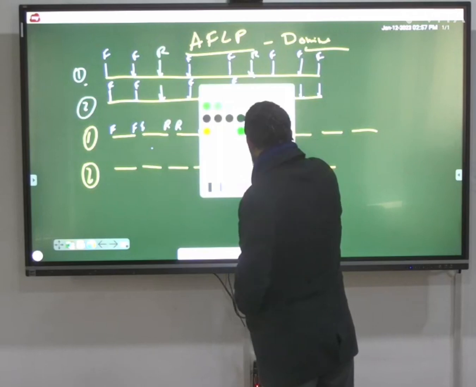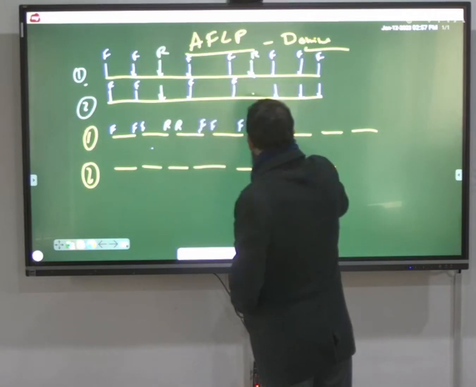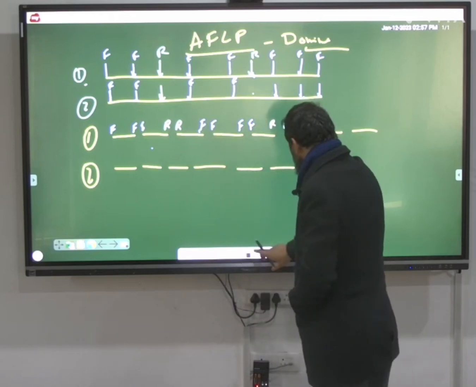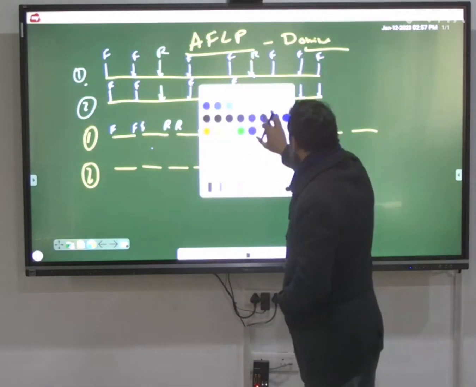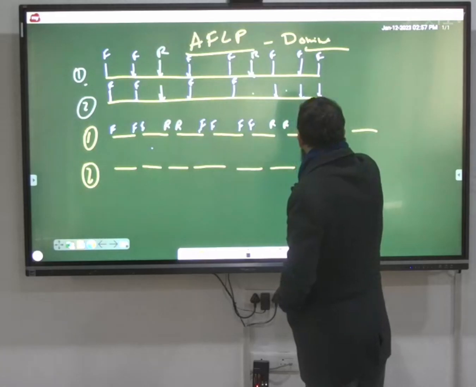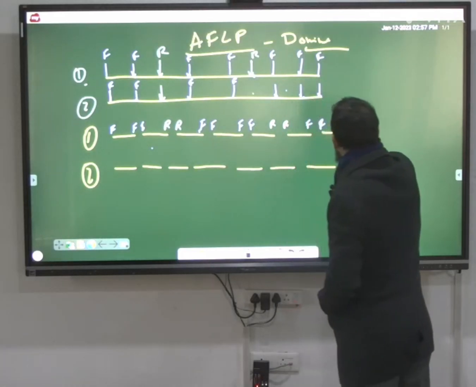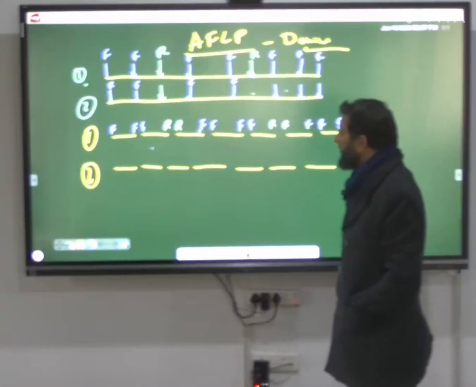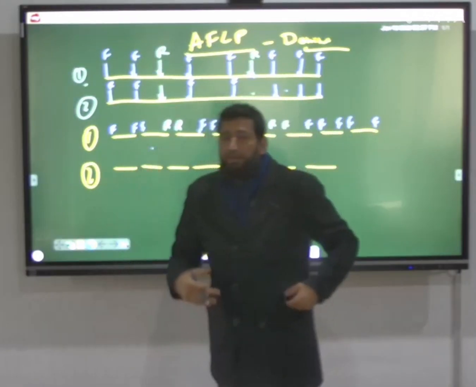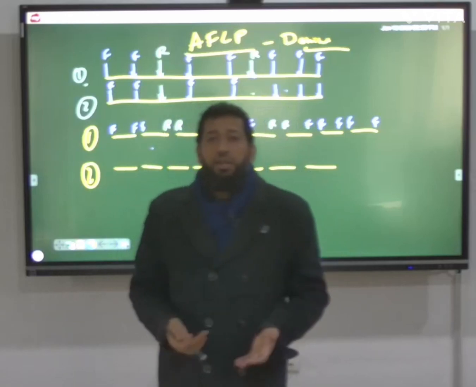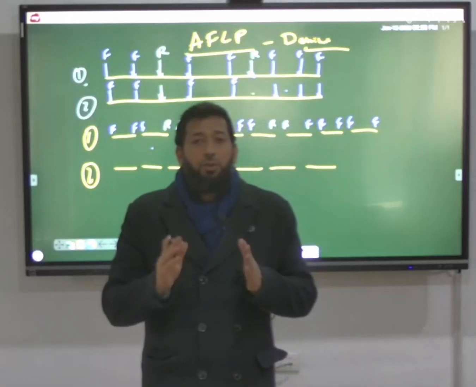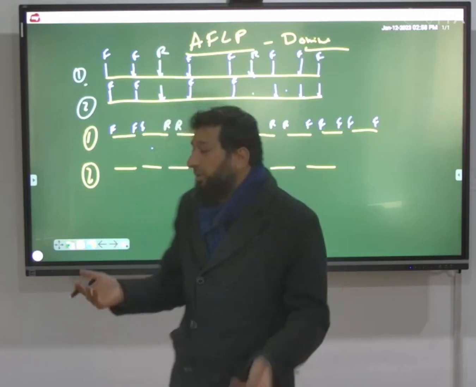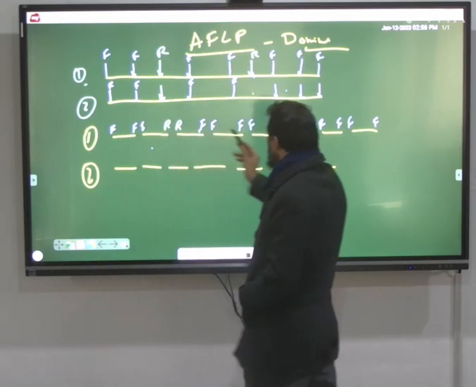You have a rare cutter here. You will have a rare cutter here. You will have frequent. Frequent. Okay, so you will have restriction fragments that are generated that will have either a frequent cutter and a frequent cutter at both sides, or a frequent cutter and a rare cutter at one side, right?